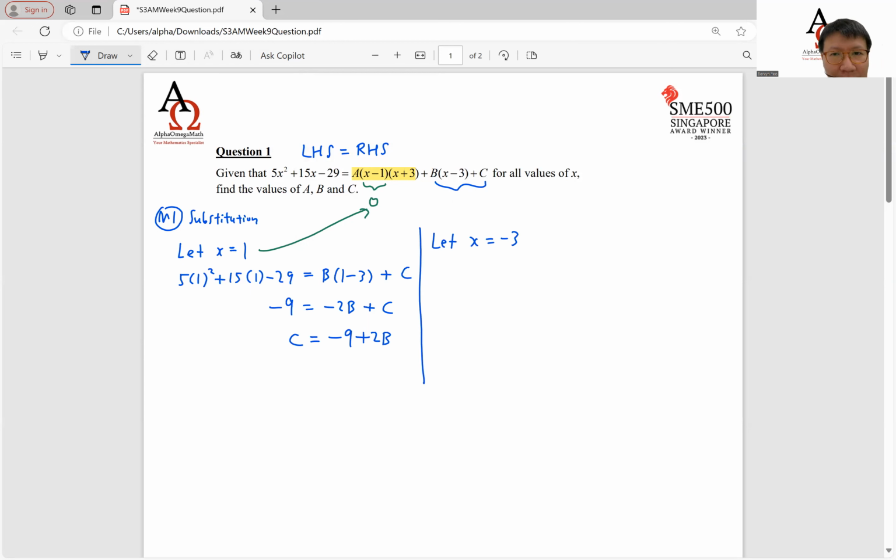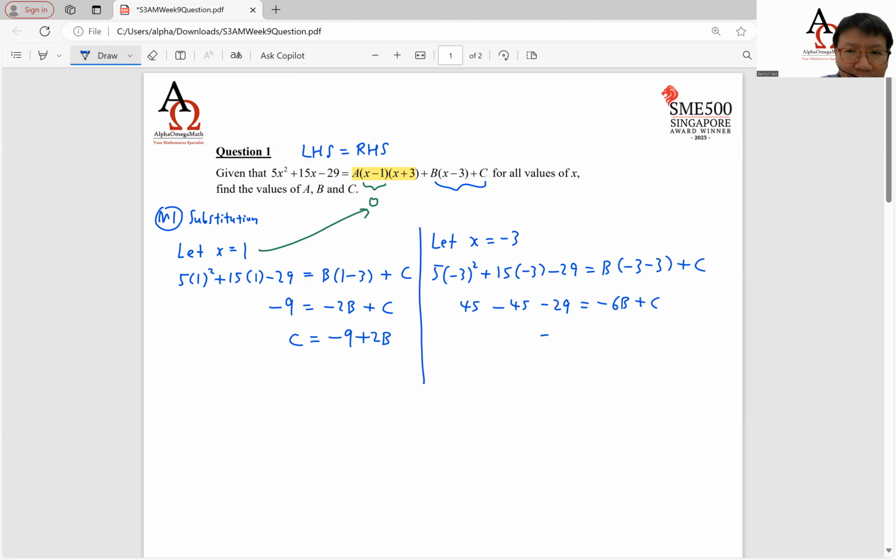So we have 5 bracket negative 3 square plus 15. First term is gone again. And here we will have negative 3 minus 3b plus c. So this will be 45 minus 45. Okay, tidying up, we will have negative 29 equals to negative 6b plus c. And now we can apply our substitution method. All right, we can replace our c using what we have over here.